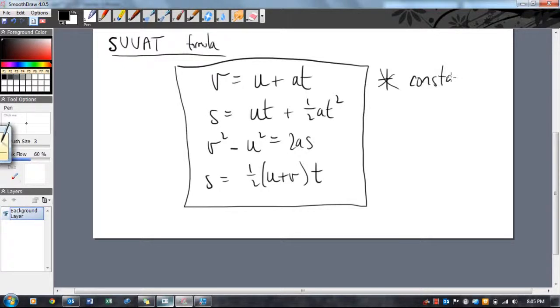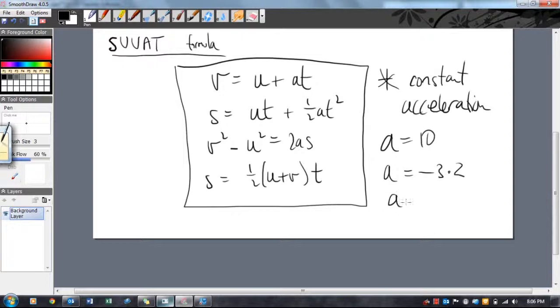you must have constant acceleration. Okay, it's not variable acceleration, constant acceleration. In other words, a equals 10 or a equals negative 3.2 or something like that. Not a equals 2 times its velocity or a equals 2t plus 6v or something like that. Constant, so yes, you can use it. No, you may not. So we can only use that for constant acceleration.